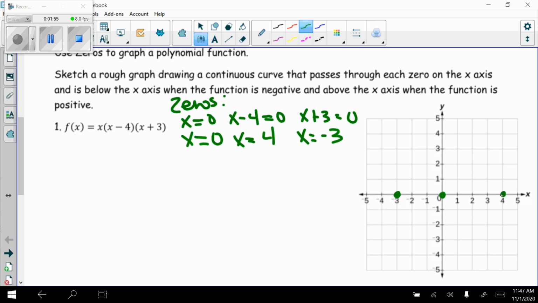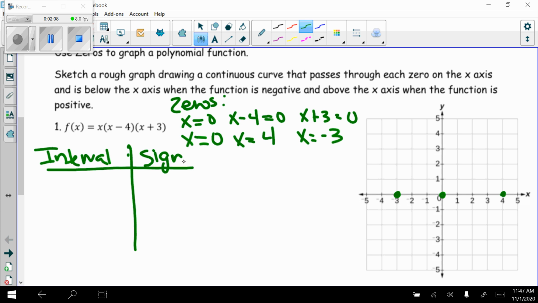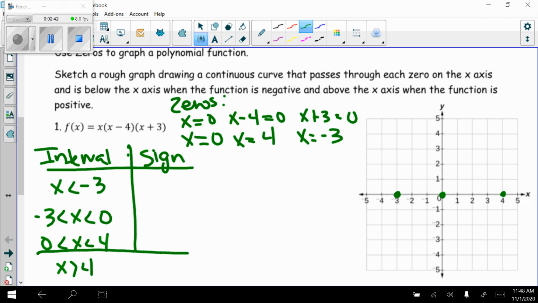So now we just need to know when is it above the x-axis, when is it below the x-axis. So we're going to come over here and make a little chart. We're going to look at the interval and then the sign of the function. So I need to know what is it doing from negative 3 beyond. So that's when x is less than negative 3. That's my interval I'm looking at. The next interval I want to know between negative 3 and 0. So what is it doing when x is between negative 3 and 0? Then I need to know what is it doing when x is between 0 and 4. That's my next interval. And finally, I want to know what is the graph doing when x is bigger than 4, so x greater than 4. So these are the intervals that we're looking at.